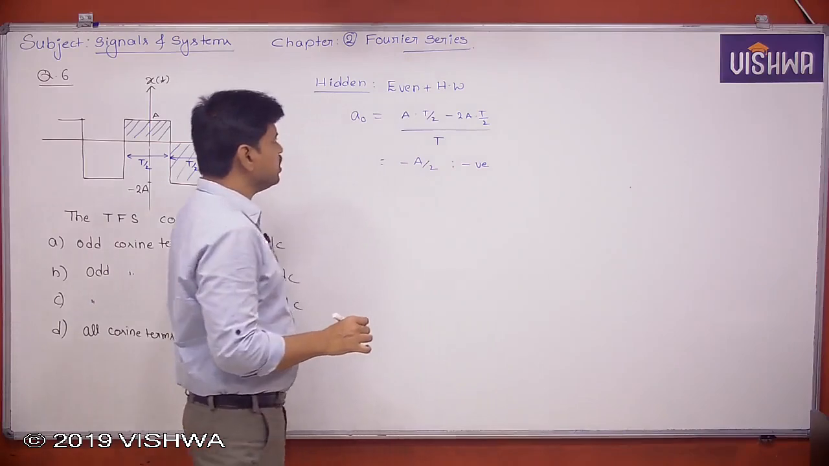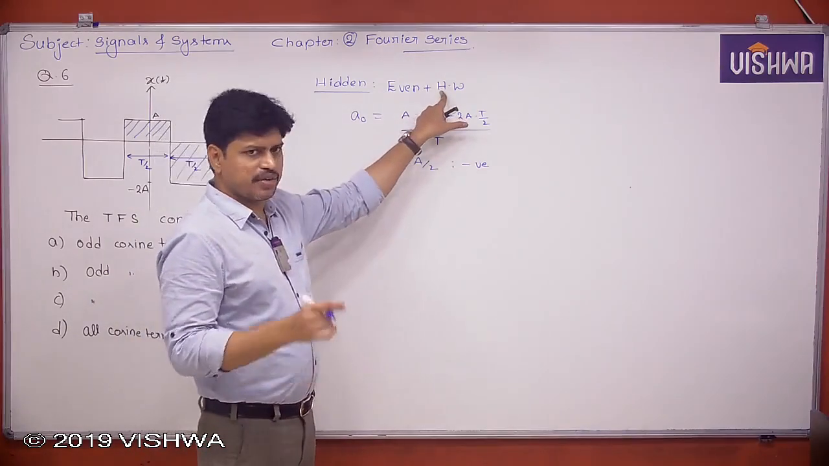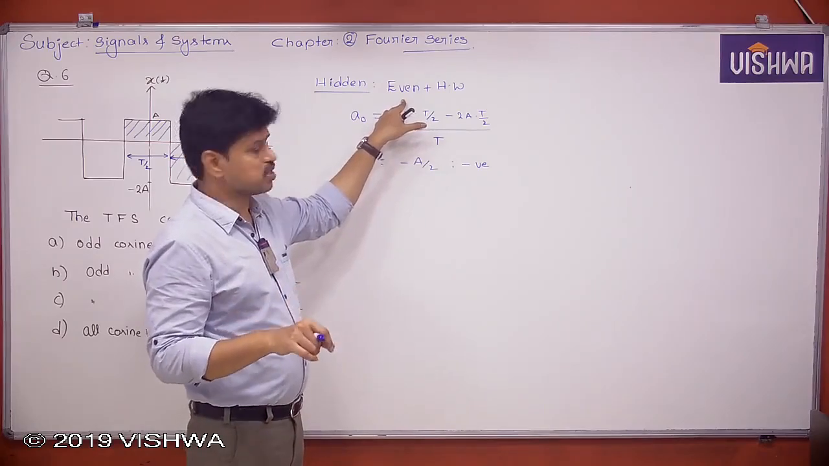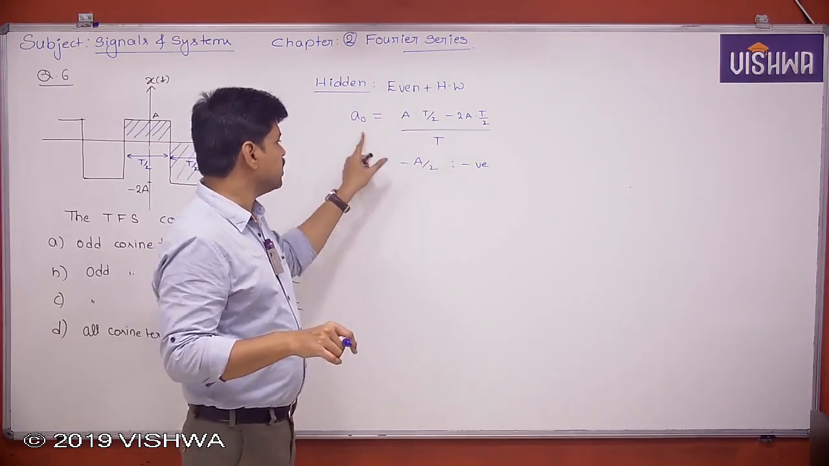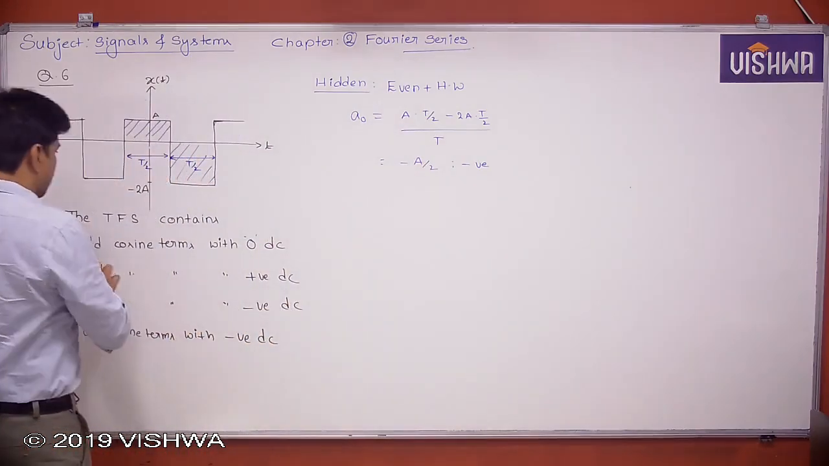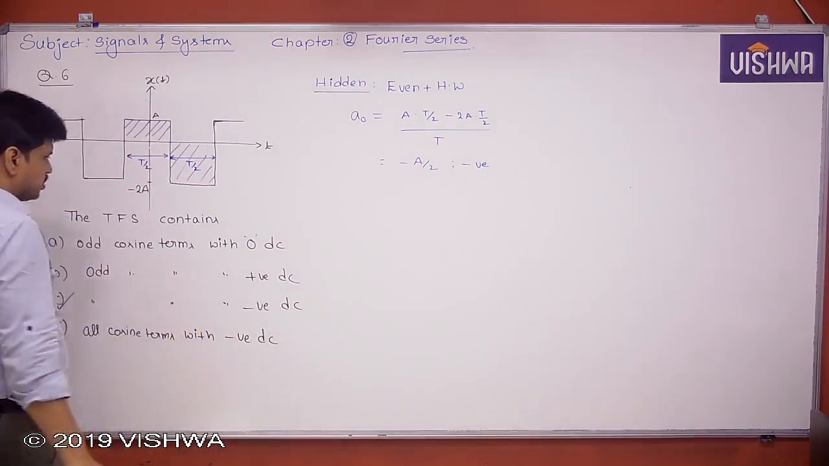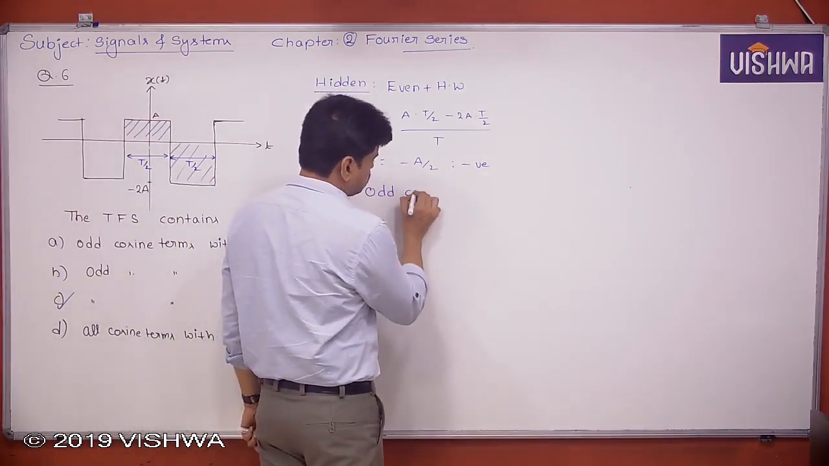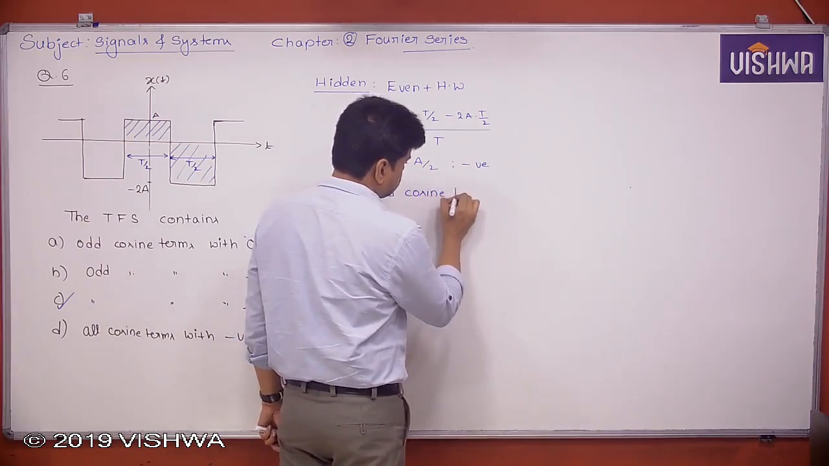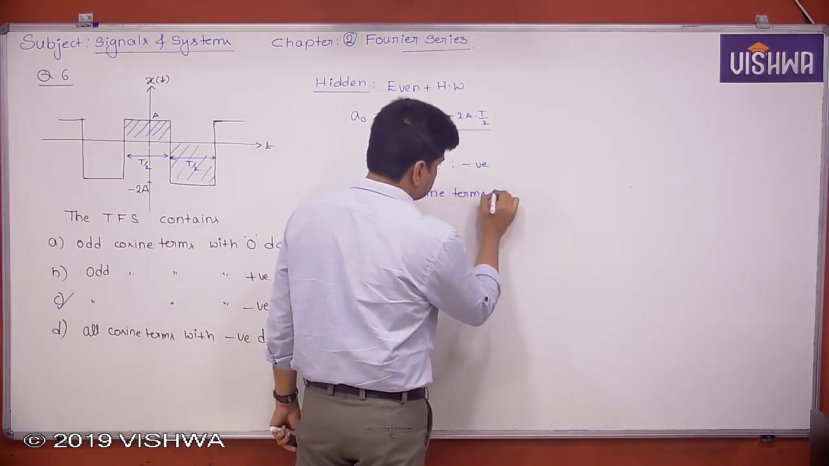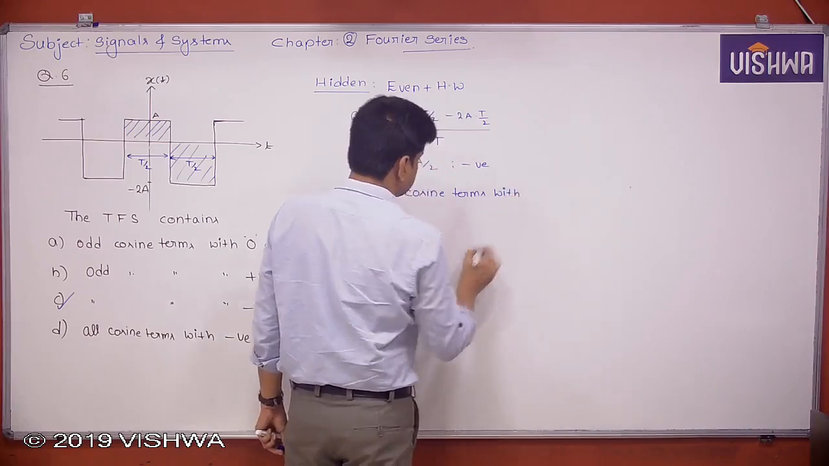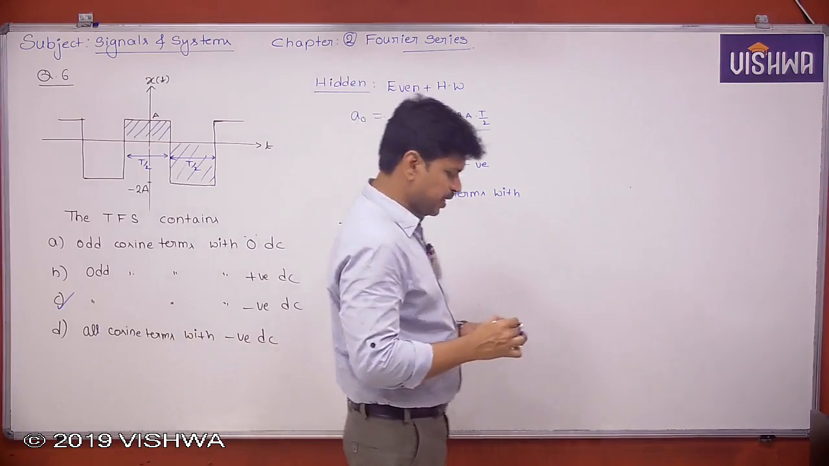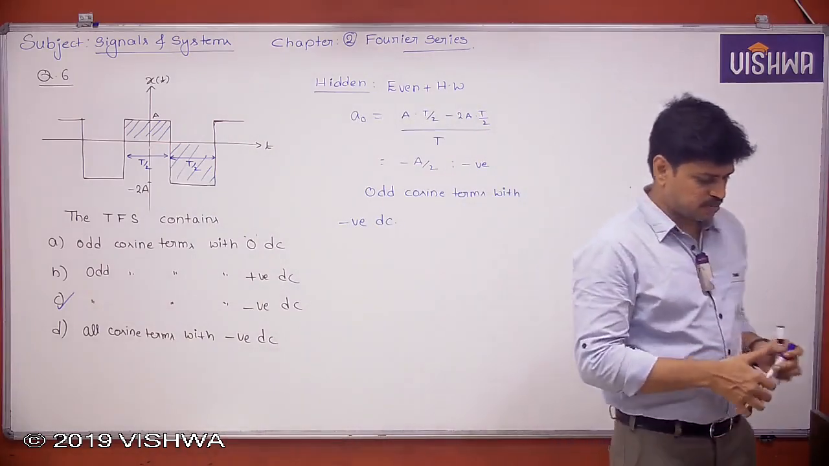Finally I can say, because of this half wave symmetry, it is having only odd harmonics. Because it is even, it is having only odd cosine terms. That means odd cosine terms with a negative DC. Odd cosine terms with a negative DC. This is what we have.